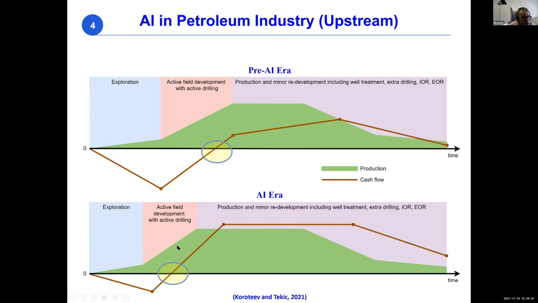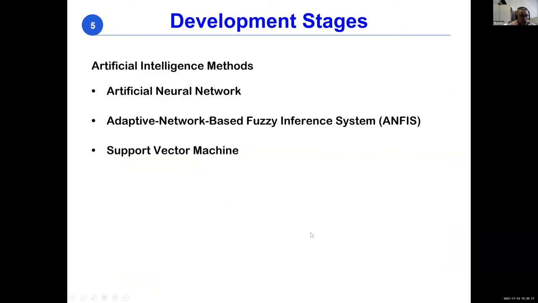In addition to this, if you compare the production, which is the green color, the production starts early with a flat profile as compared to before applying AI. And also the cash flow, as you can see, starts early and becomes like a horizontal line, which means the investor will get his money back with a higher percentage early.